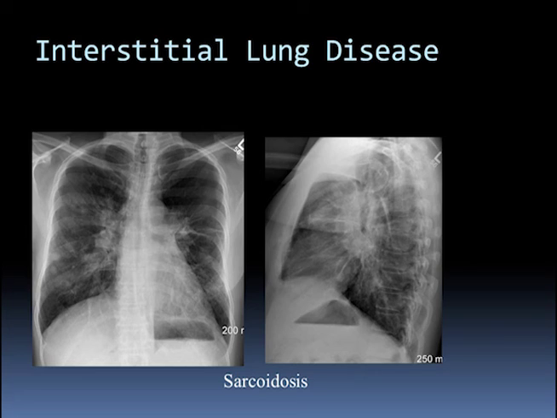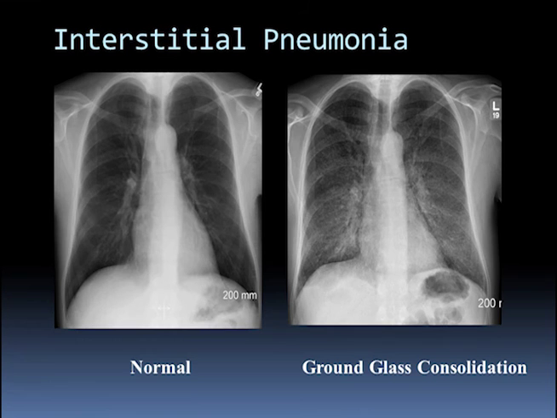Here we can see the hila, and we can still see the vessels, and you'll notice that we can see the heart borders. There's no silhouetting in this disease. So what happens is you get a fine interstitial change in the lungs, and you get infiltration of the interstitial spaces. So this is not airspace disease, this is interstitial disease. It gives you this ground glass appearance. Again, normal, and the ground glass consolidation we see in an interstitial pneumonia.